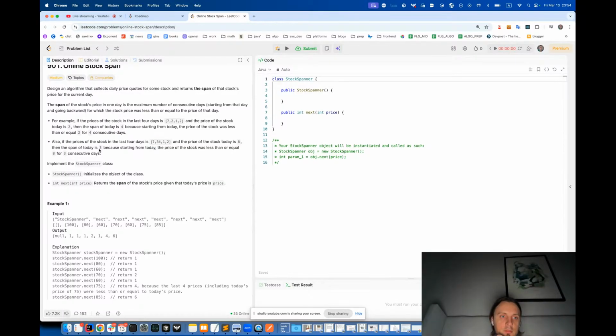So we have to implement StockSpanner. So initialize the object of the class, and next, with some price, returns the span of the stock price given the day price is price. Okay, so let's try to understand the problem.